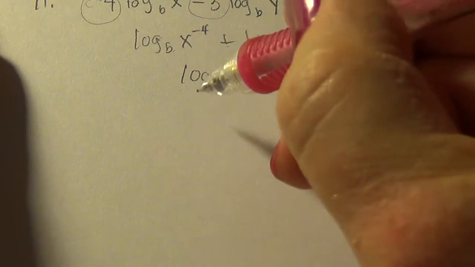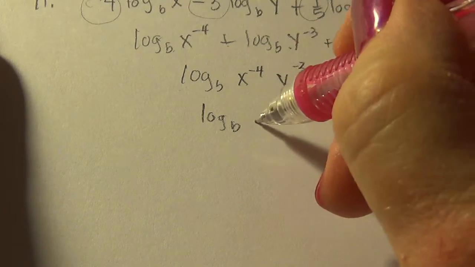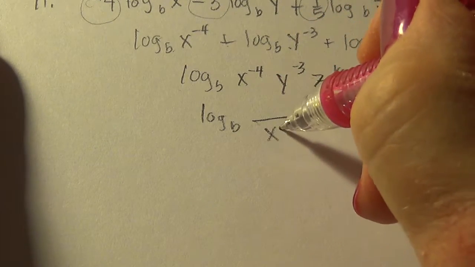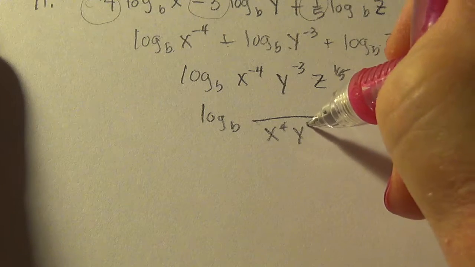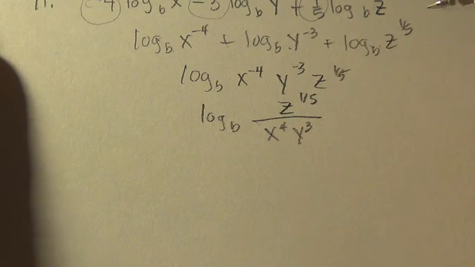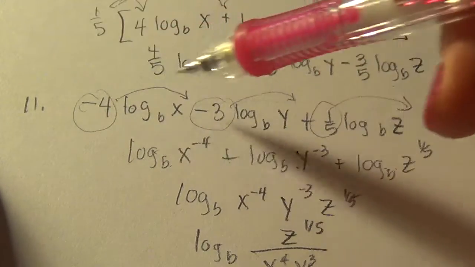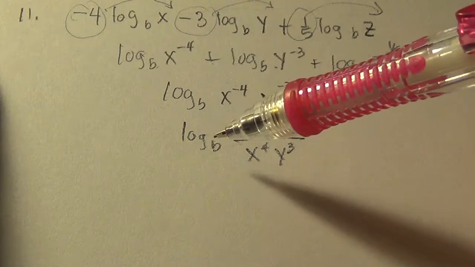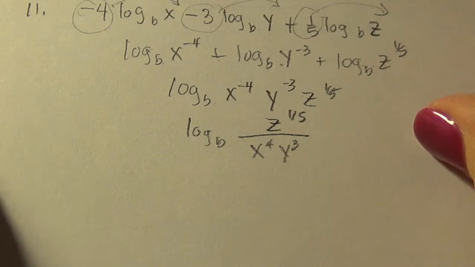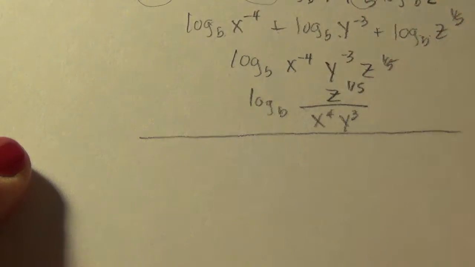Alright, we're going to clean it up a little. Let's just put the x to the minus 4 on the bottom and the y to the minus 3 on the bottom, and it all looks nice and neat. And notice we start with an expression with 3 logs and we end up with 1. We condensed it using the rules of logarithms.